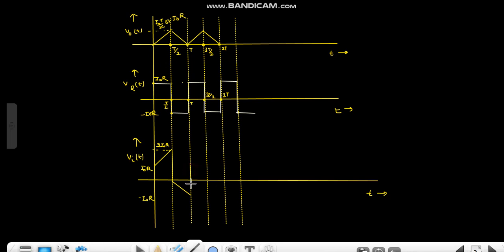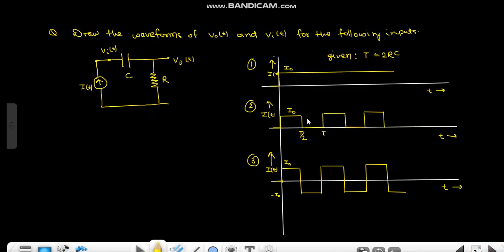So again plus I naught R, then again this, then again. So like this it would go on. Okay, so it's t by 2 and it is t. So this is the waveforms. Okay, so moving on to this one.